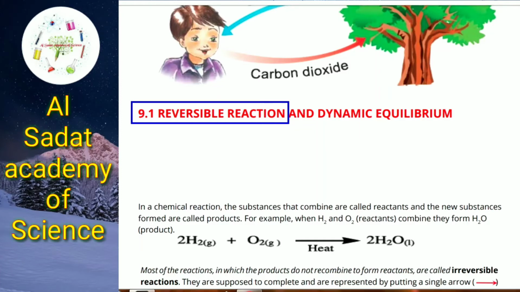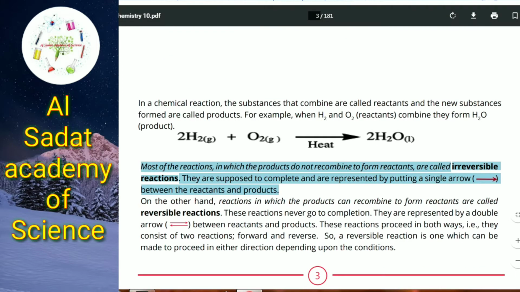Dear student, today we will learn reversible reactions. What are reversible reactions? Dynamic equilibrium is also a topic, but at this stage we are not discussing dynamic equilibrium. We are only discussing reversible and irreversible reactions. The definitions of these two will be discussed here, and examples will also be mentioned.